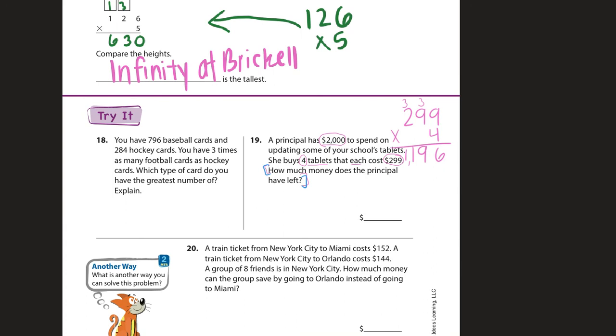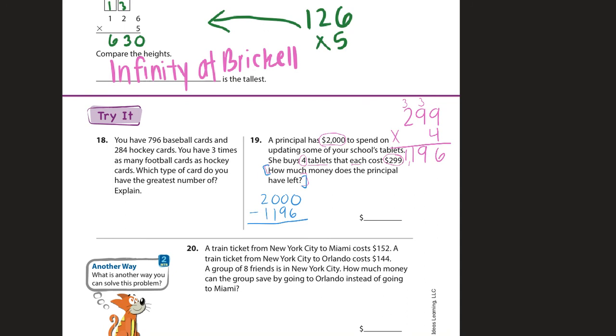The question says, how much money does the principal have left? Which means I have to subtract. I can imagine the story. At the register, they're scanning the 4 tablets. The total is $1,196, ma'am, and she pays $2,000. Well, I know she's going to receive change, which is how much money she has left. So I have $2,000 minus the total cost of the tablets. And now I need to find my answer. Okay, I can do this.